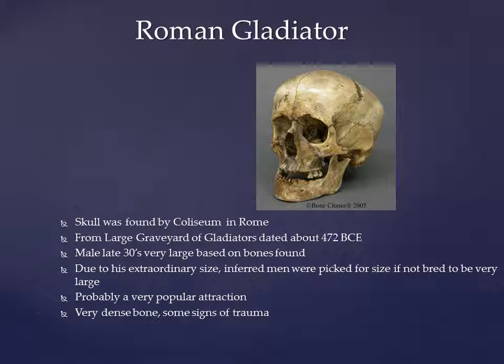I threw this in here. There's a company called Bone Clones, and what they do is make plastic casts of interesting looking skulls, and this one was very large. It came from a gladiator cemetery in Rome. As you can see here, it says, due to his extraordinary size, it was inferred that men were picked for size, if not bred to be very large. And he had very dense bones, some signs of trauma, which would make sense if he was a gladiator.